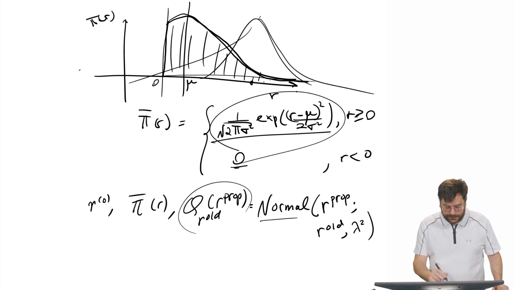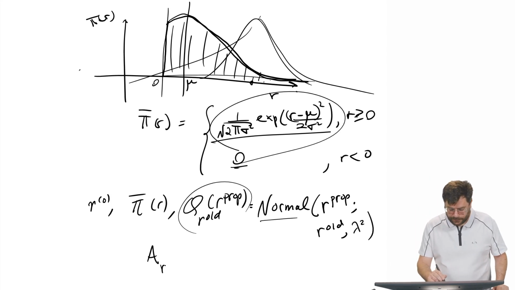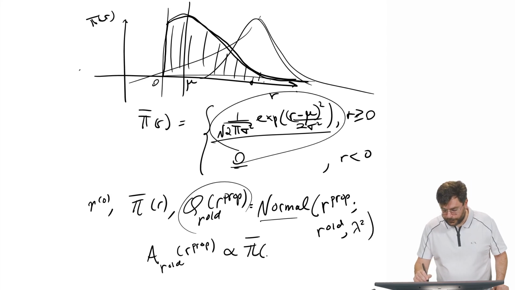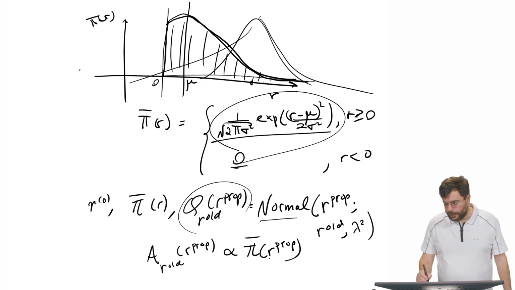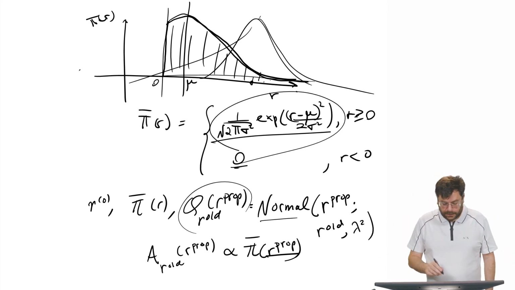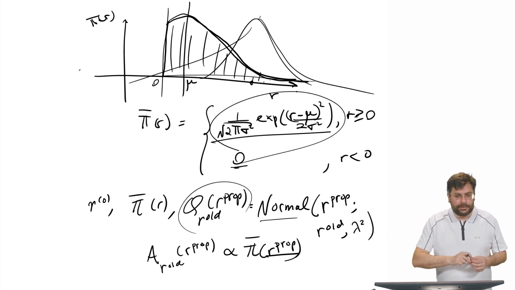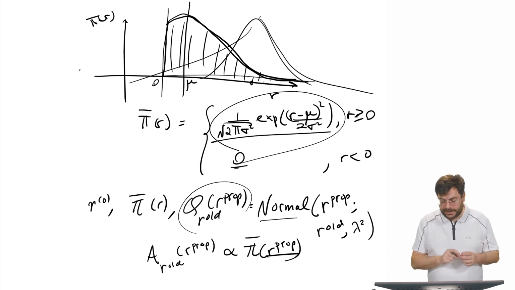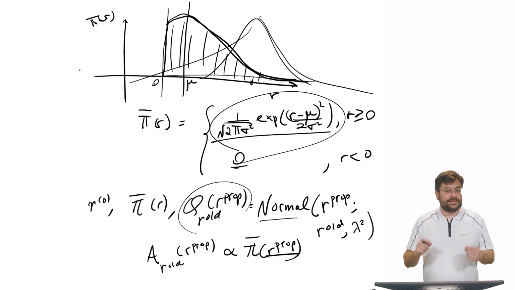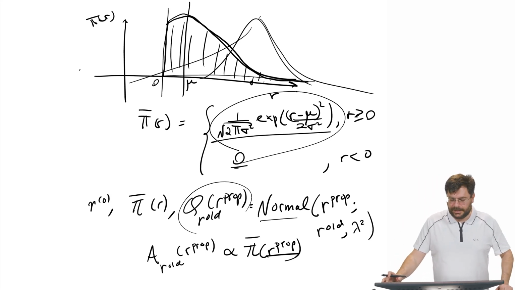Well, remember the acceptance ratio, R old, R proposed, is proportional to pi of R proposed. Now, if I propose negative values, then my acceptance ratio is simply 0. And if I draw a uniform random number between 0 and 1, my uniform random number cannot be less than 0, and therefore this move is always rejected. So in other words, the system internally is kind of making sense.